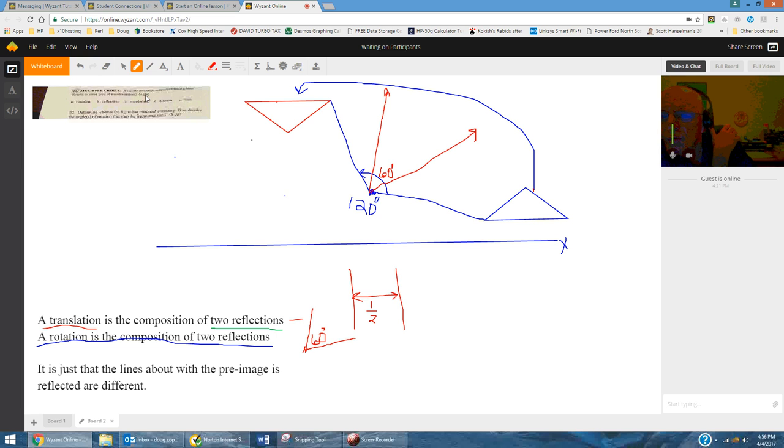A double reflection across intersecting lines, well, that's what this means, intersecting lines. These rays intersect, so this must be a rotation. If it's set across parallel lines, it would be a translation.